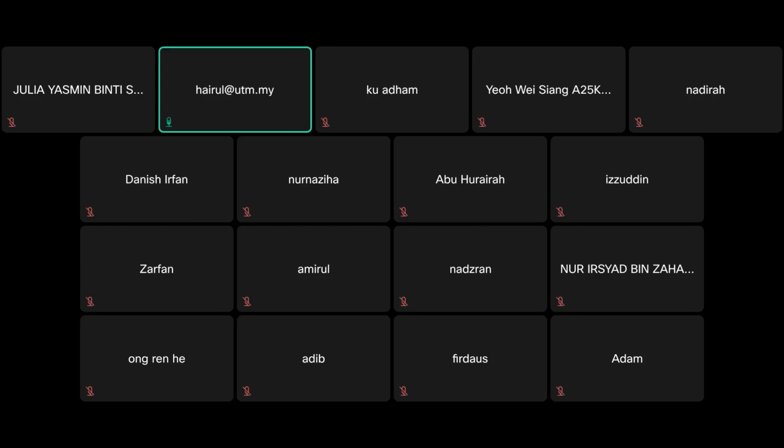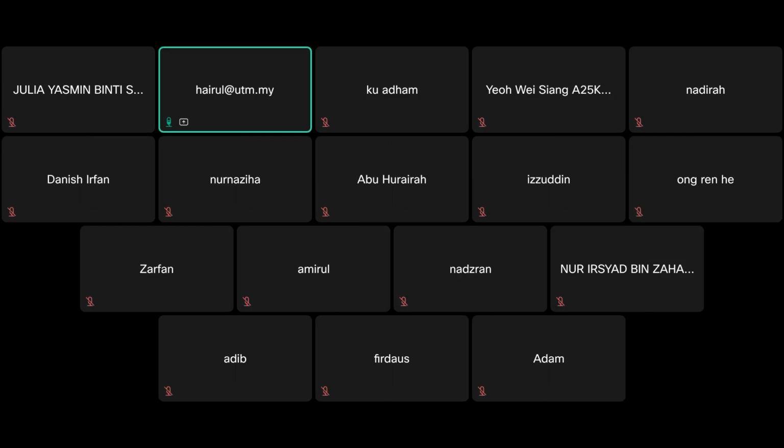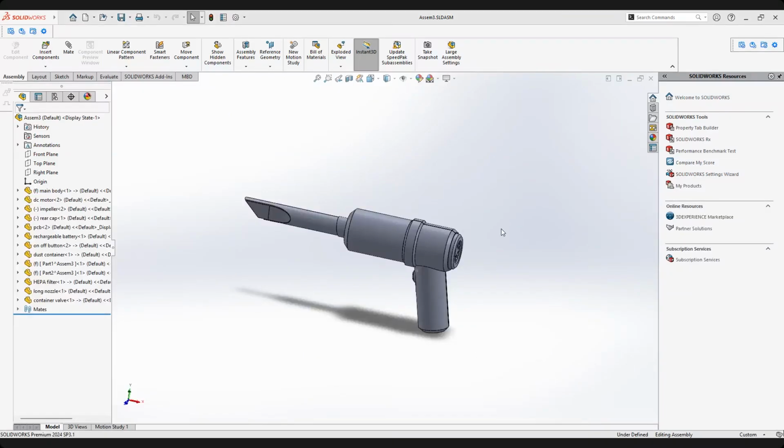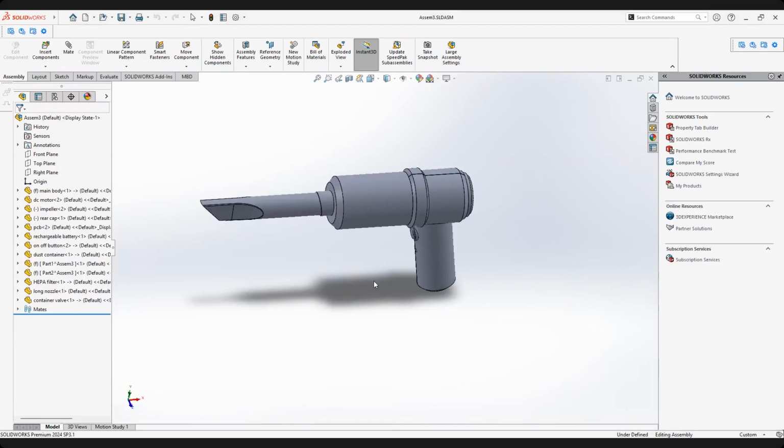Okay, today, if possible, I want to show you how I do assembly, and how I also do the exploded view, then I will show you how to produce the assembly drawing and also the exploded view drawing. All right. Okay, let me share my SolidWorks. Can you see my SolidWorks? Yes. All right. Okay, this is my completed mini vacuum cleaner.